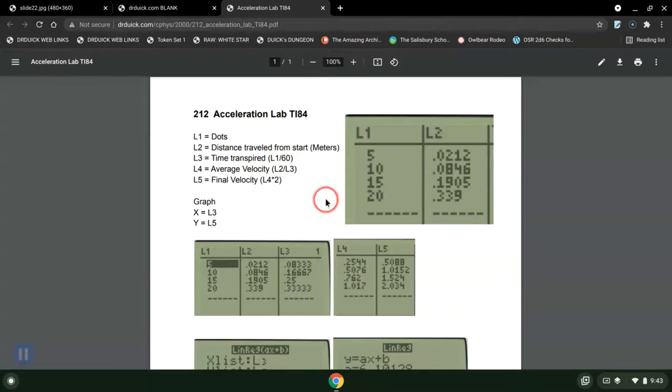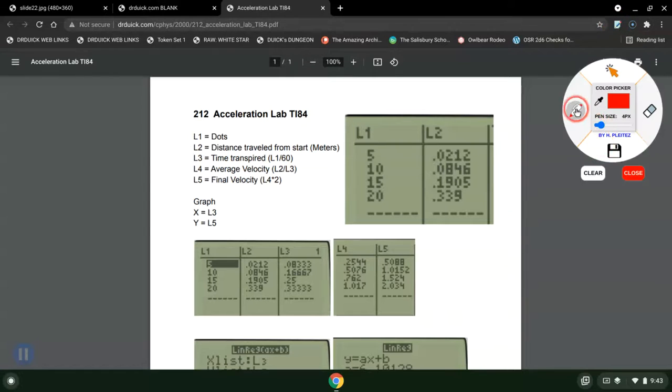It's not hard. You've already learned how to do graphing, all right? But the first column, I just put my dots, 5, 10, 15, and 20. And I'm going to be measuring that on the ticker tape, right? And then the second column, I measure how far did you go in 5 dots. In this case, it was 2.12 centimeters. I got to convert it to meters. This is 8.46 centimeters. I convert it to meters, and so on, 19 and 33. But you have to make sure this is in meters. Always make sure this thing is in meters. I'm going to highlight that, or it's not going to work. So make sure it's all in meters, okay?